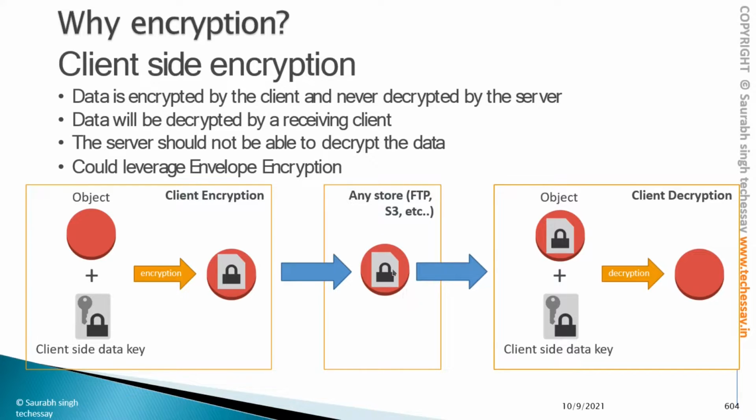It is stored in encrypted form because the data is encrypted at the client side, and no decryption is performed on the server. But when the client wants to receive this data, after receiving this encrypted data, by using the client-side data key we decrypt that data, and now our client can access this object. So let's move further.